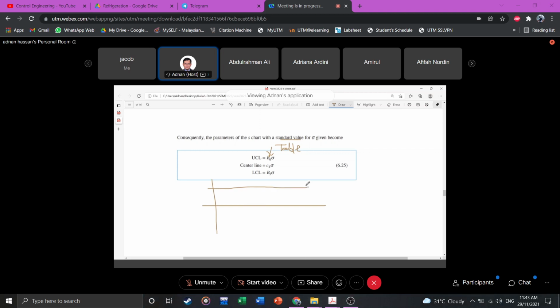So this is for the S chart. The center line will be C4 sigma, or sometimes we call this the average of S, the S bar. Then you have B6 sigma and B5 sigma. So this one is C4 sigma.